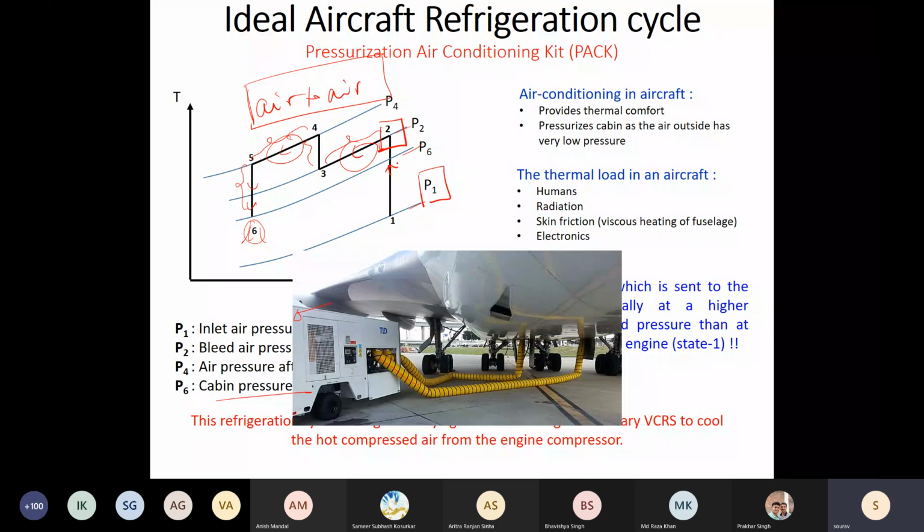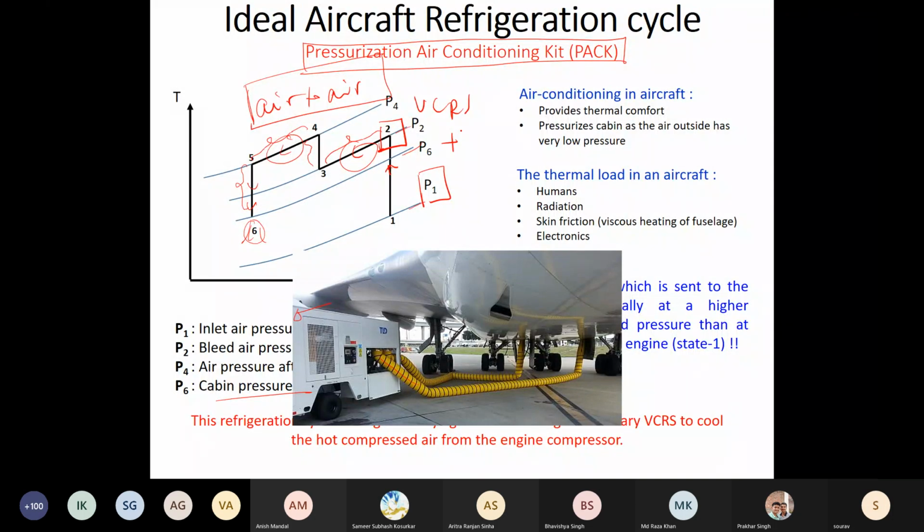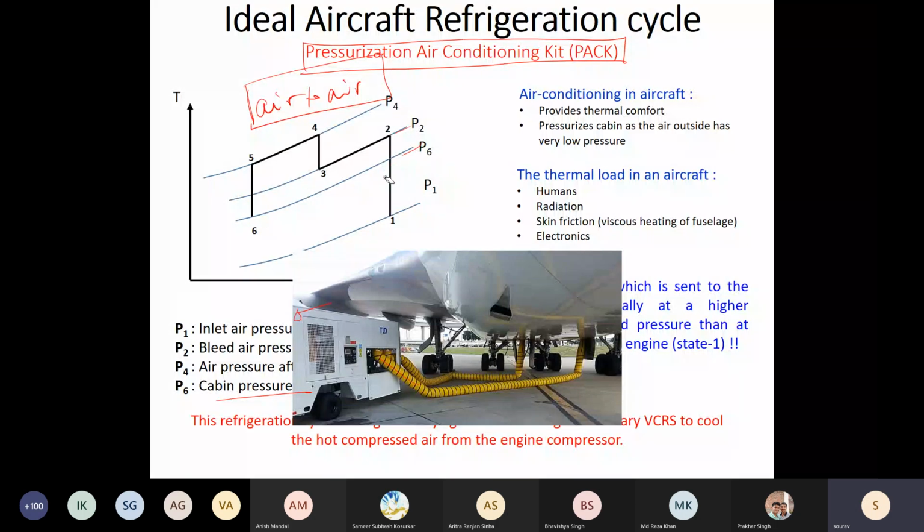So what we are doing is combining these two features into one kit. Pressurized air and air conditioning, both into one single kit. With VCRS, we still have to have an additional provision for pressurizing it. So as I told you, there were initial attempts to use VCRS because we felt that, yes, the heat transfer processes would be better. But then, of course, we were limited to a certain altitude only.